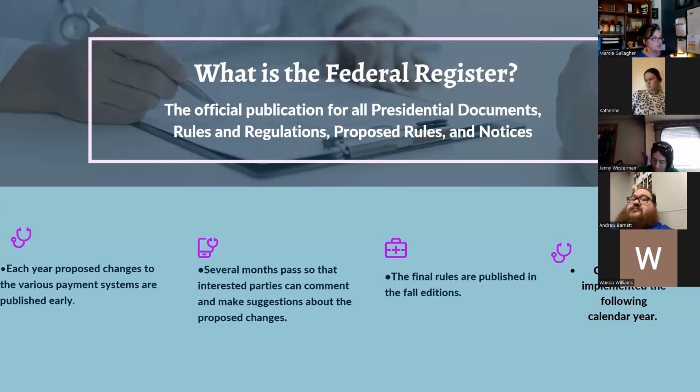Each year, proposed changes to the various payment systems are published early. Several months pass so the interested parties can comment and make suggestions about the proposed changes. The final rules are published in the fall edition, and changes are implemented to the following calendar year.